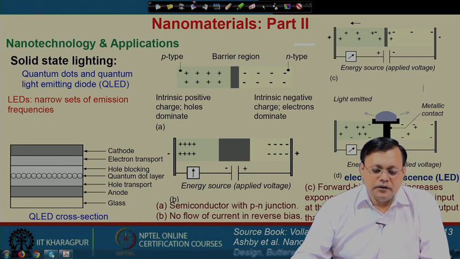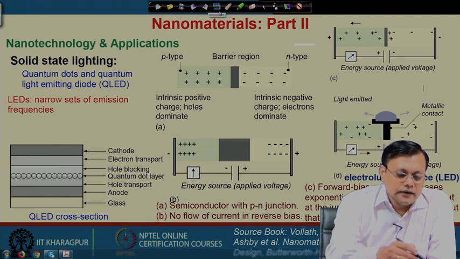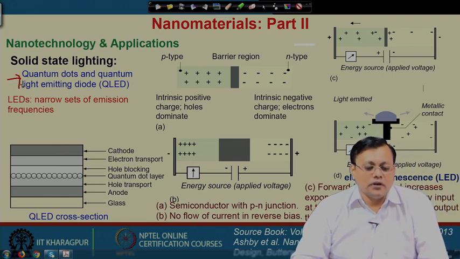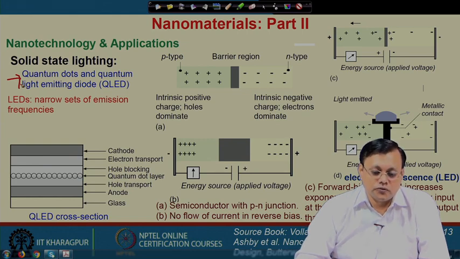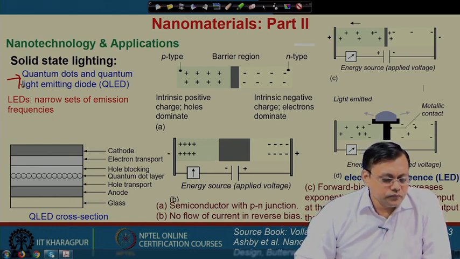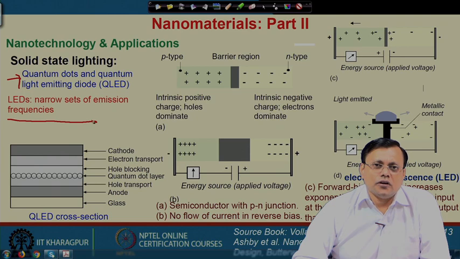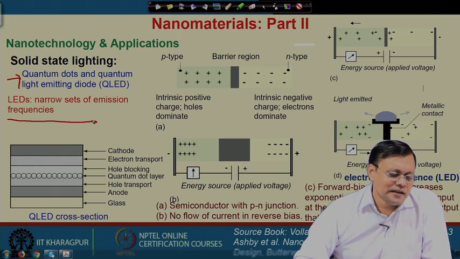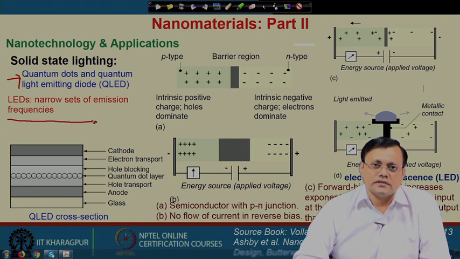So, how did people develop this idea that a quantum dot light emitting diode can be achieved in a nanomaterial? Here, quantum means that the size is below 100 nanometers, and the electrons are constrained in all 3 dimensions. The first evolution was the LED, that is, the light emitting diode, and the light emitting diode has a shortcoming, which is a narrow set of emission frequencies.